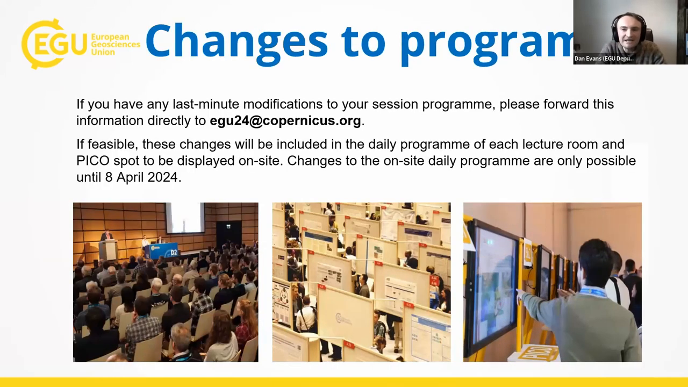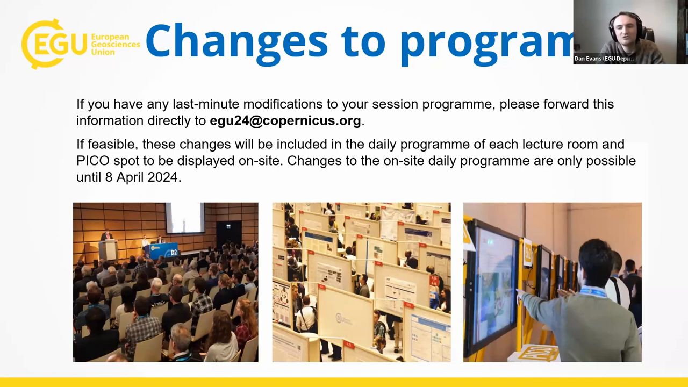If there have been any changes to your program, so if there's a particular change to the session, then you can forward the information directly to EGU24@copernicus.org. This is essentially the email address to communicate any last minute modifications. And if feasible, these modifications will be included in the daily program of the lecture room and the PICO spot displayed on site.